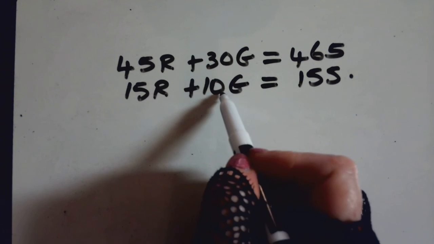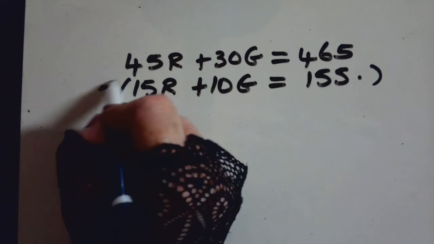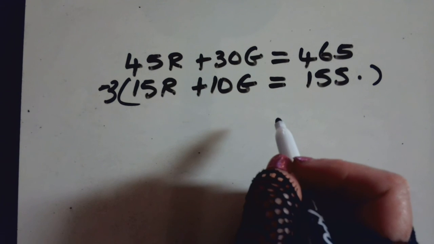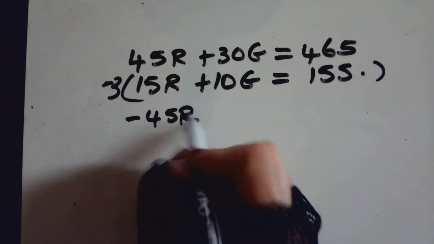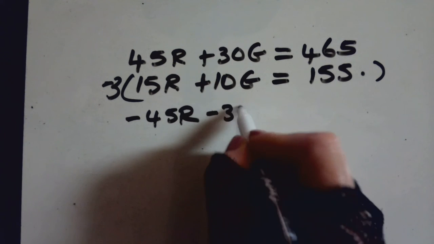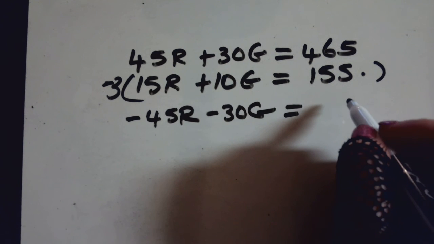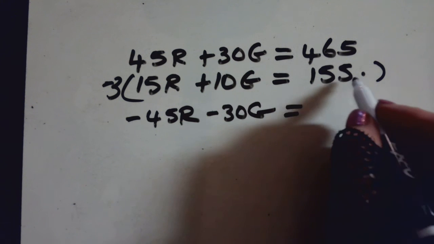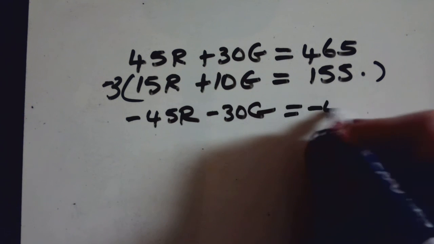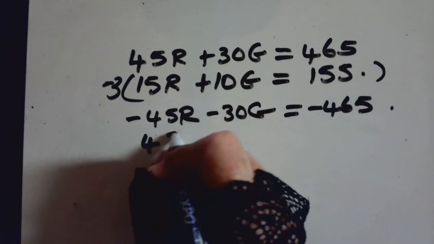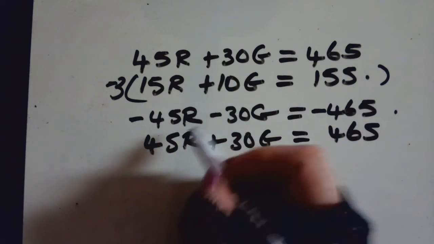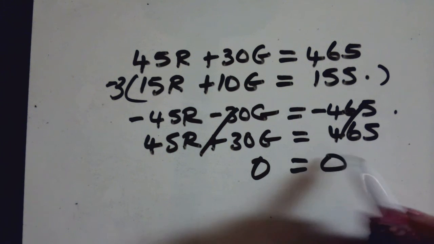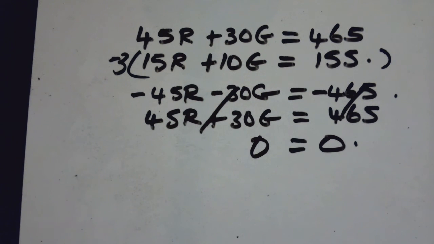So I'm going to go ahead and multiply. I like 10, so I'm going to multiply this one by -3. I don't know what they did, but I like to do that. So this will become -45R, -3 times 10 is -30G, and then negative 3 times 155 is negative 465. Uh-oh, I already see that we're going to have a no solution because everything's exactly the same. So 0 equals 0. There are infinitely many solutions, so you cannot determine the cost of one glossy print.